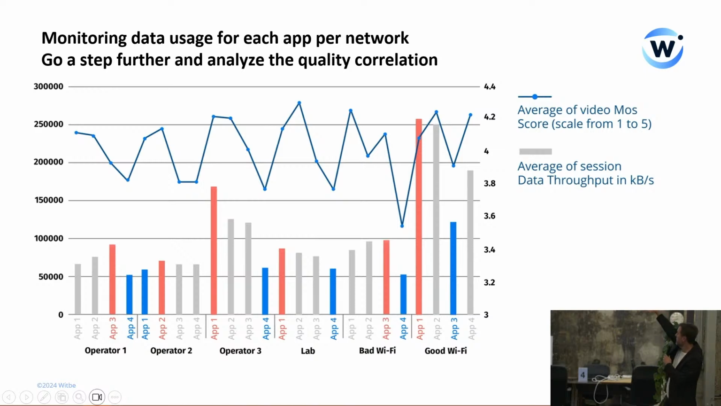And the line in blue is the video quality which is measured as a user. So it will be impacted by poor initial buffering time, rebuffering, frozen screen, black screen, error screen. So every defect that you can see on screen.